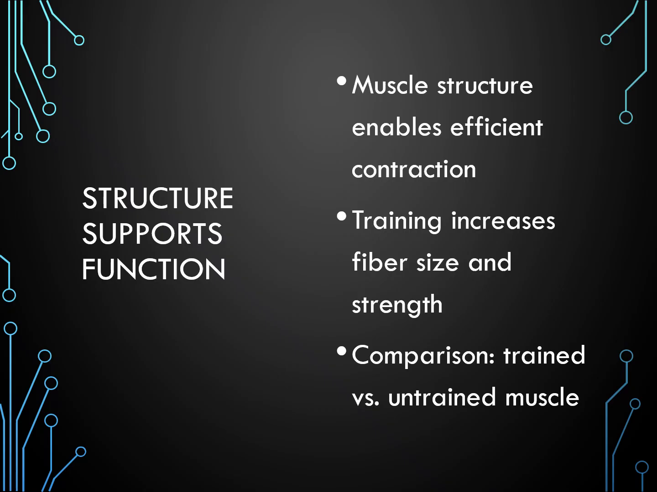Connective tissues such as epimysium, perimysium, and endomysium help distribute mechanical stress across the muscle, reducing the risk of injury. Different fiber types play specialized roles. Type 1, which is slow twitch, is built for endurance and relies on aerobic metabolism. Type 2 fibers are designed for power and speed, using anaerobic energy systems.